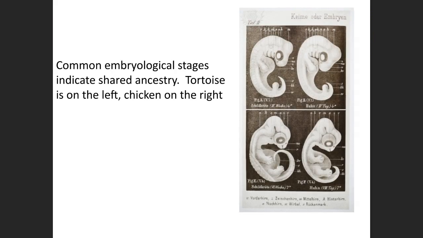So, vertebrates all go through very similar embryological stages. In here we have a picture of a tortoise on the left. The two left pictures are a tortoise, and the two right pictures are a chicken. And as you can see, at certain stages they look very similar, and all vertebrates go through these stages.